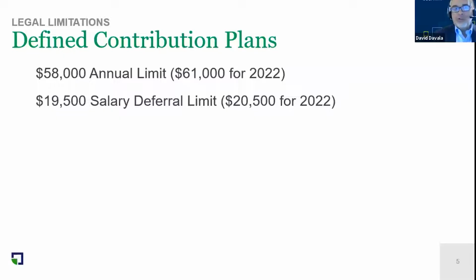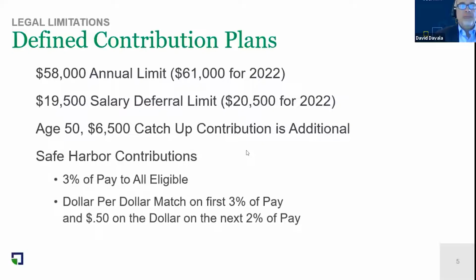The maximum amount that a person can defer in salary each year is $19,500. That is the 2021 limit, and it increases to $20,500 for 2022. It's indexed for inflation. Now there's also the age 50 catch-up contribution. If a participant is age 50 or over, they can contribute or defer an additional $6,500. That's above those stated limits above.